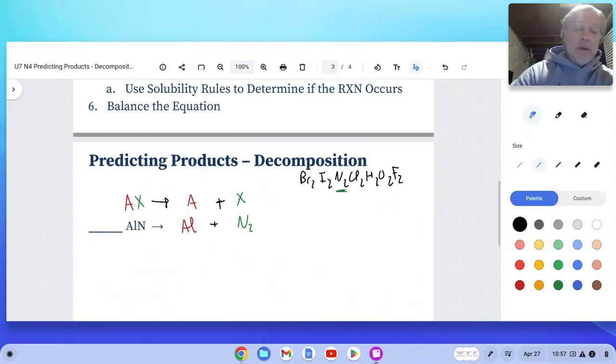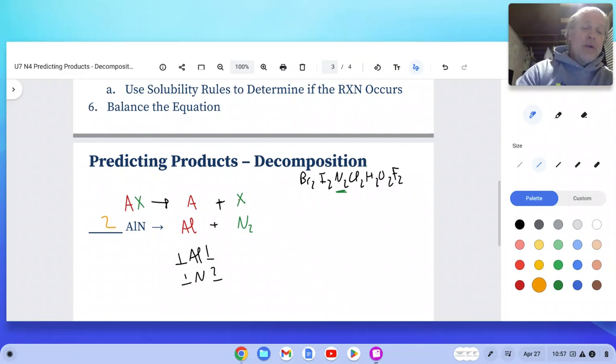So now I can go back and balance my reaction. So I have aluminum on both sides, and I have nitrogen on both sides. On the left side, I have 1 aluminum, 1 nitrogen. On the right side, I have 1 aluminum and 2 nitrogens. So in order for me to balance my nitrogens, I'm going to put a coefficient of 2 here, which will give me 2 aluminums and 2 nitrogens. So my nitrogens are balanced, my aluminums are not. So I'm going to add a coefficient of 2 here, which will give me 2 on both sides. So that was example problem number 1.